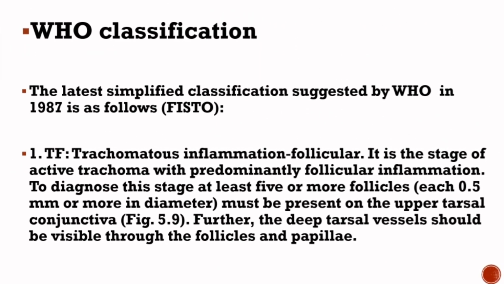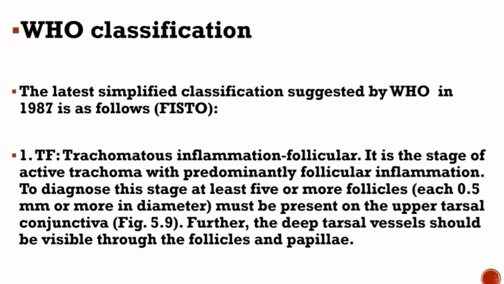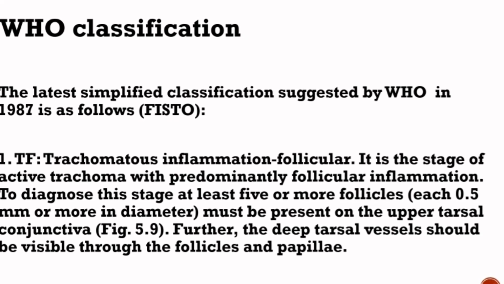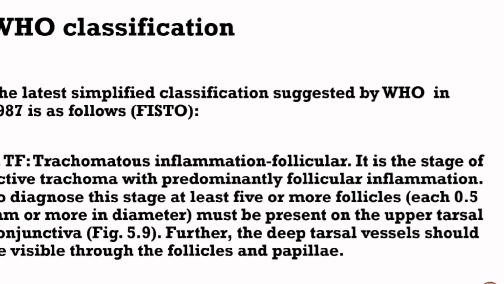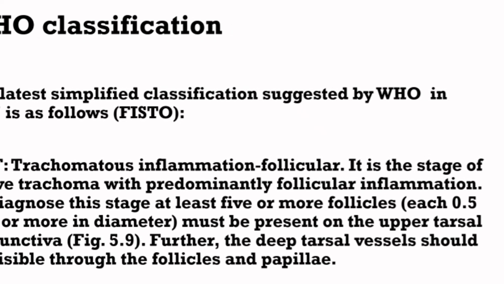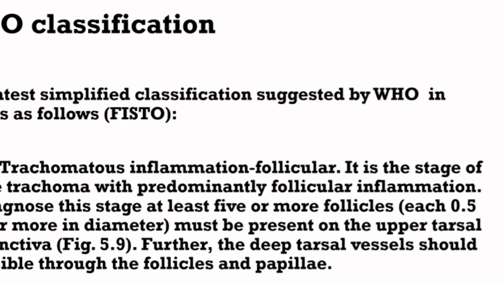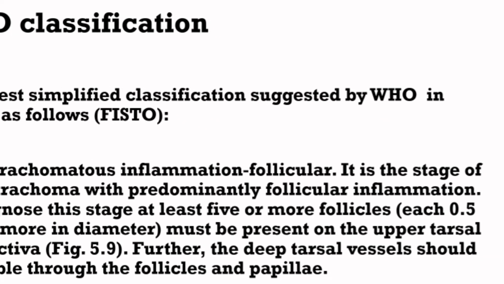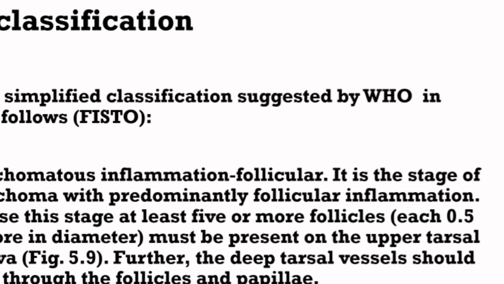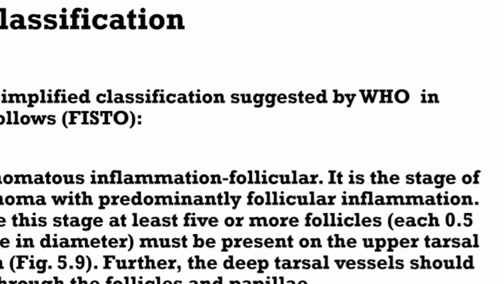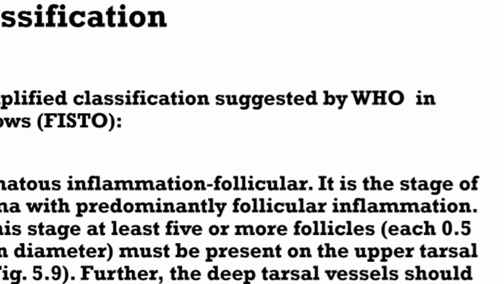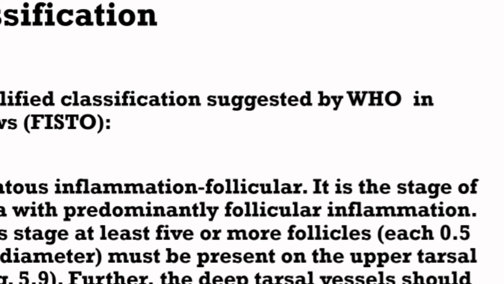WHO classification of trachoma. The latest simplified classification suggested by WHO in 1987 is as follows. The mnemonic is FISTO, F-I-S-T-O. First stage is trachomatous inflammation follicular type, TF. It is the stage of active trachoma with predominantly follicular inflammation. To diagnose this stage, at least 5 or more follicles, each 0.5 mm or more in diameter, must be present on the upper tarsal conjunctiva. Further, the deep tarsal vessels should be visible through the follicles and papillae.